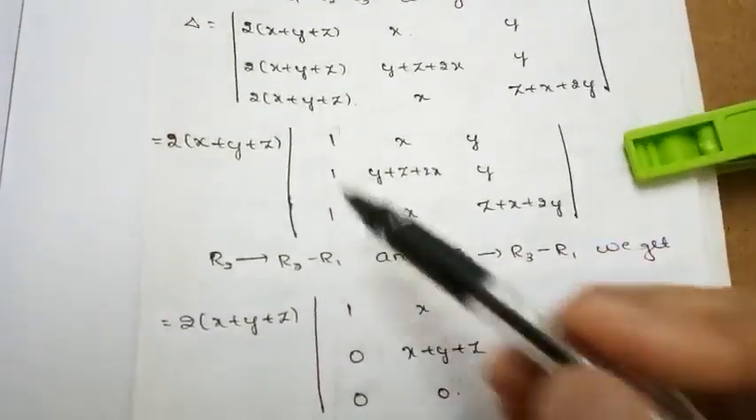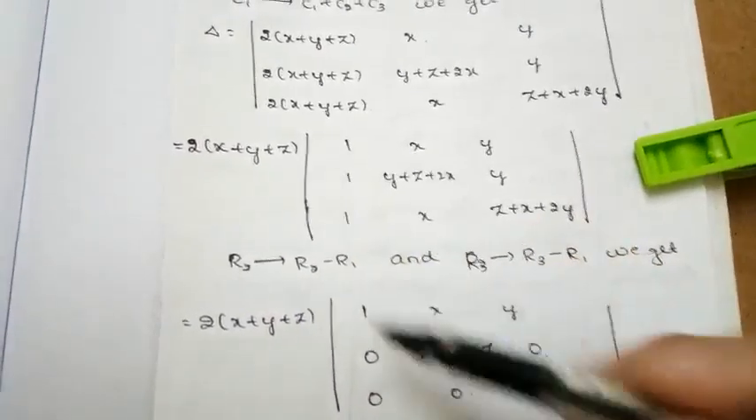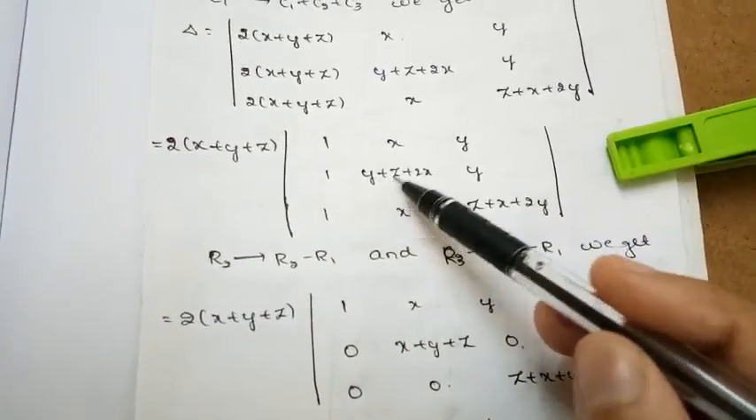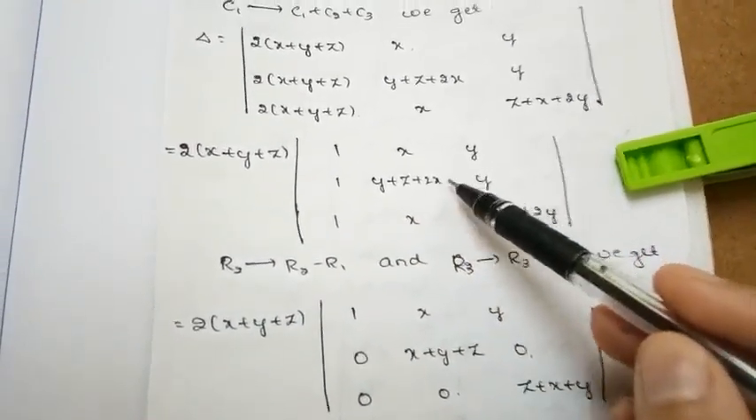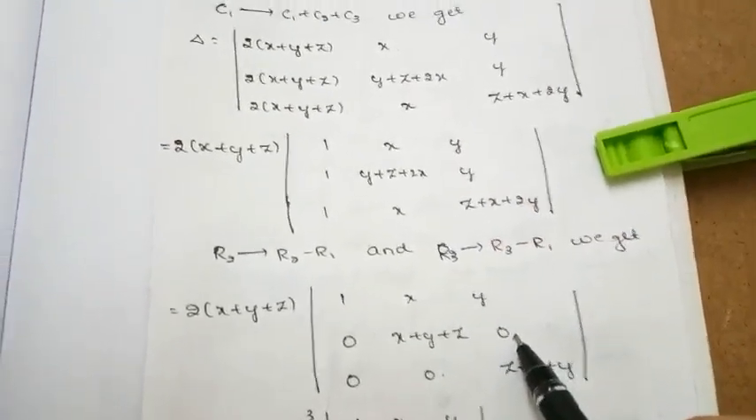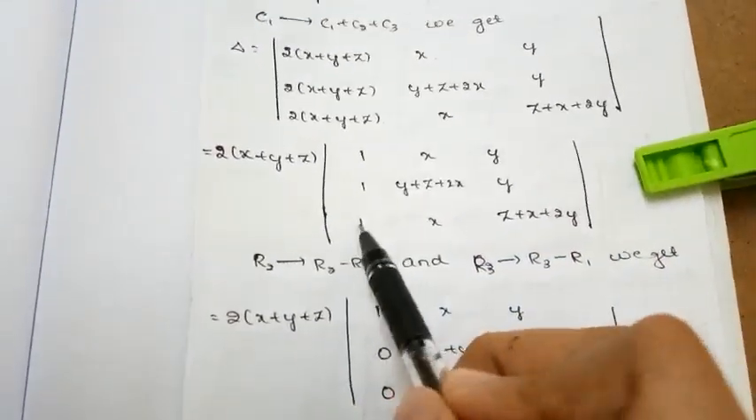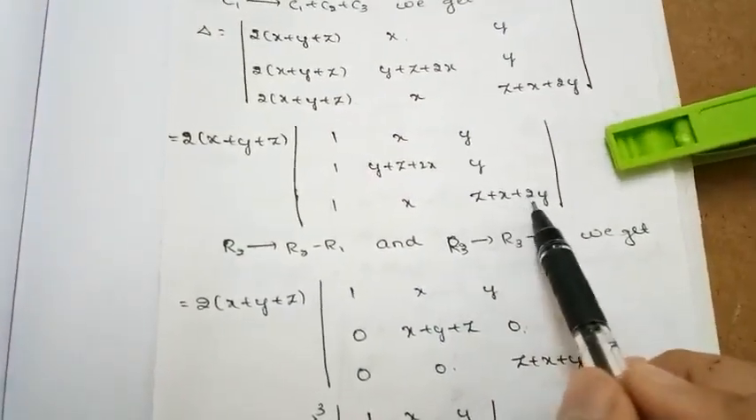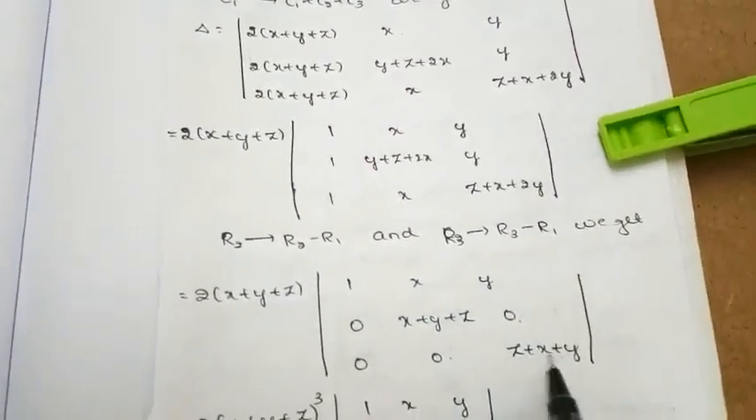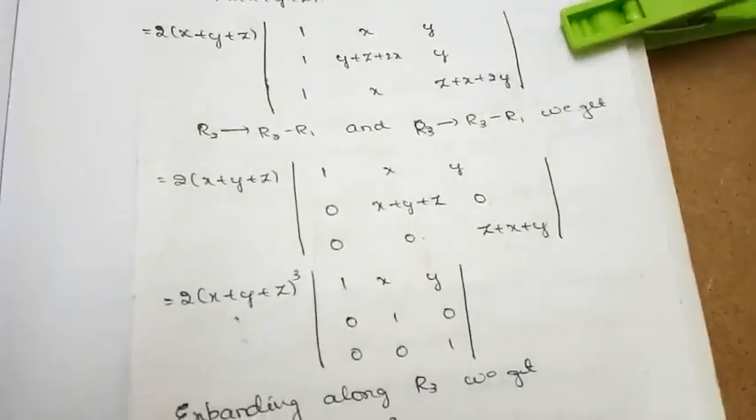So after using that operation, first row is as it is, second row 1 minus 1, 0. Here y plus z plus 2x minus x, 2x minus x, x. So x plus y plus z, y minus 1, y minus y, it is 0. For the third row, R3 minus R1, 1 minus 1, 0, x minus x, 0, z plus x plus 2y minus y becomes x plus y plus z. So you got this one has the operation.